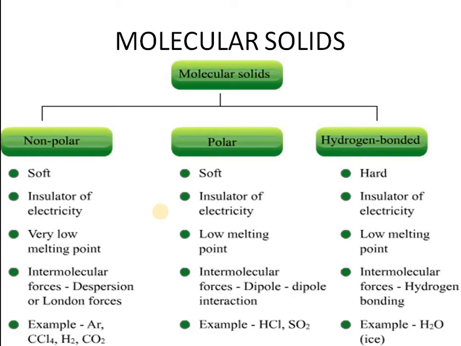Next is hydrogen bonded solids, for example ice. Some properties are there, like melting point and boiling point. This we can read once, that is sufficient now.